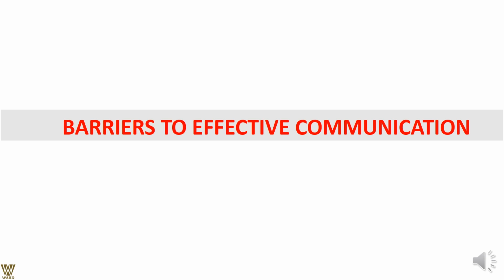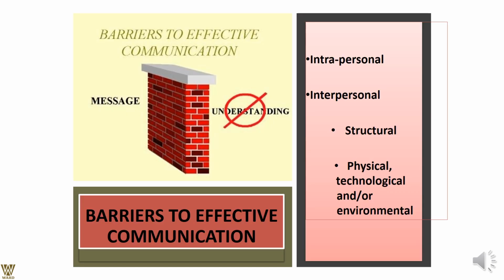Let us understand the barriers to effective relationships. Now, please understand, here is the message and there is the barrier, and you have no understanding or very little understanding. This is what we are going to talk about. There are interpersonal barriers, and there are two kinds of barriers: structural and technological, and physical or environmental, which is external to you. This is within the organization, this is outskirts of the organization.